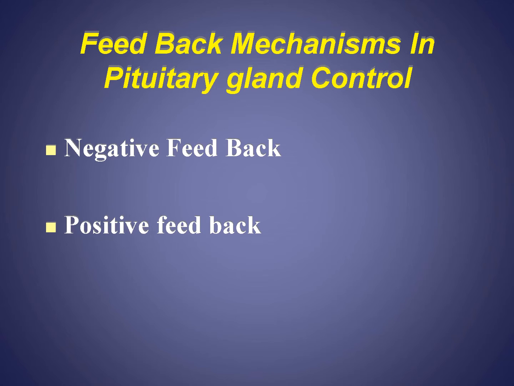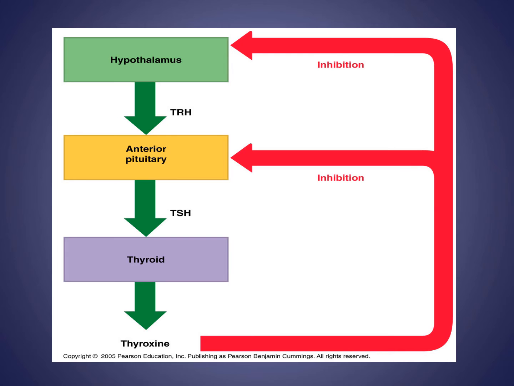Another point for regulation of pituitary gland function is the negative feedback or positive feedback mechanisms. Usually the pituitary gland function is mainly under negative feedback and to some extent under positive feedback control. This figure shows the negative feedback inhibition mechanism controlling TSH secretion from the anterior pituitary.